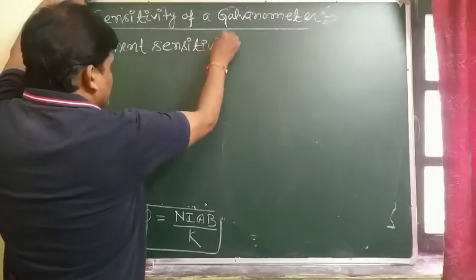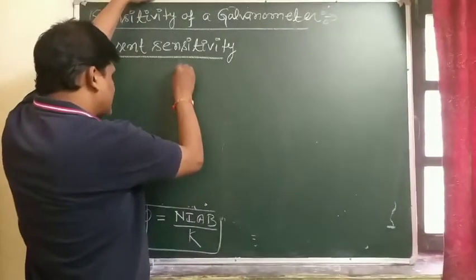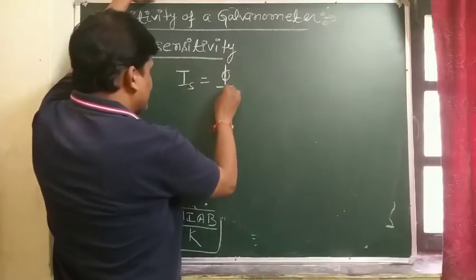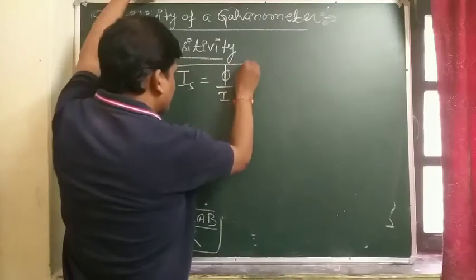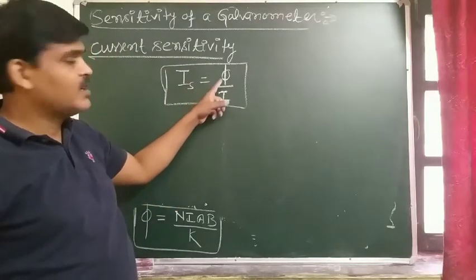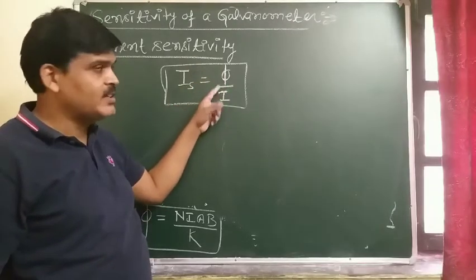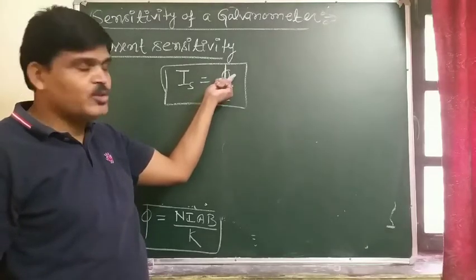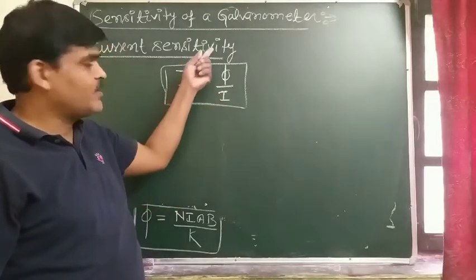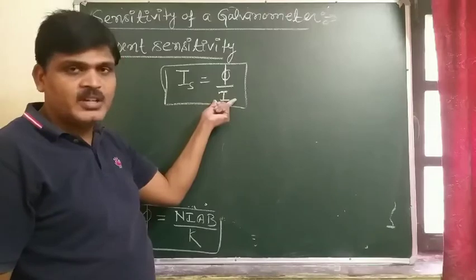Sensitivity. So the current sensitivity of a galvanometer, which is written as phi by I. Current sensitivity of a galvanometer can be defined as the deflection produced in the galvanometer when a unit current passes through it.